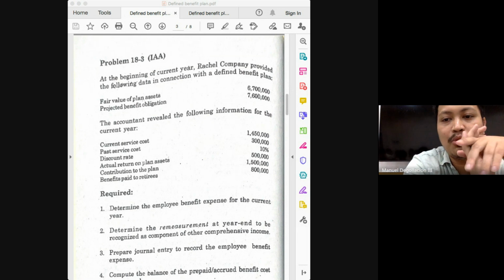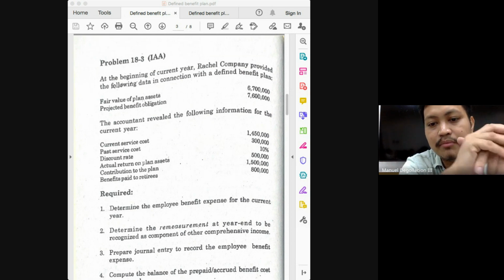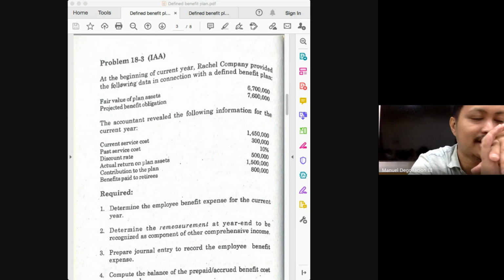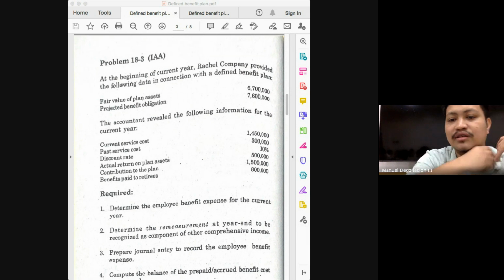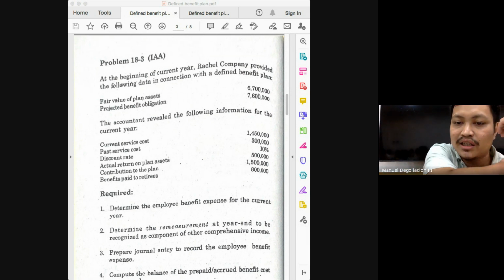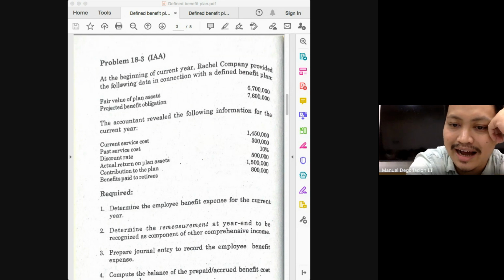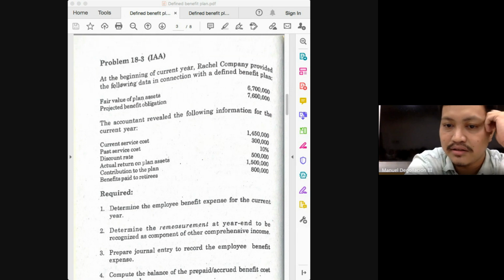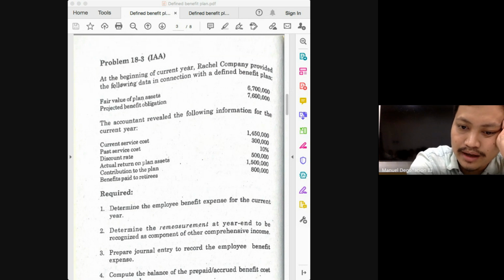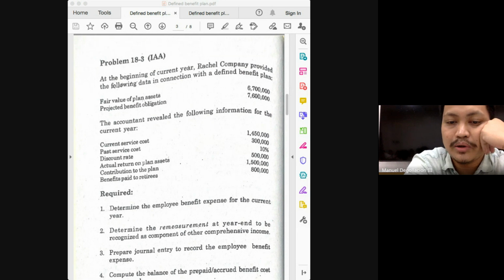Next, PBO. Where do we begin? Beginning PBO. How much is your beginning PBO? 7,600,000. What are we going to add? Your service cost. How much is your current service cost? 1,450,000. Past service cost 300,000. What else do we add? Interest expense. How much is the interest expense? 760. And we do not have any actuarial gains or losses.